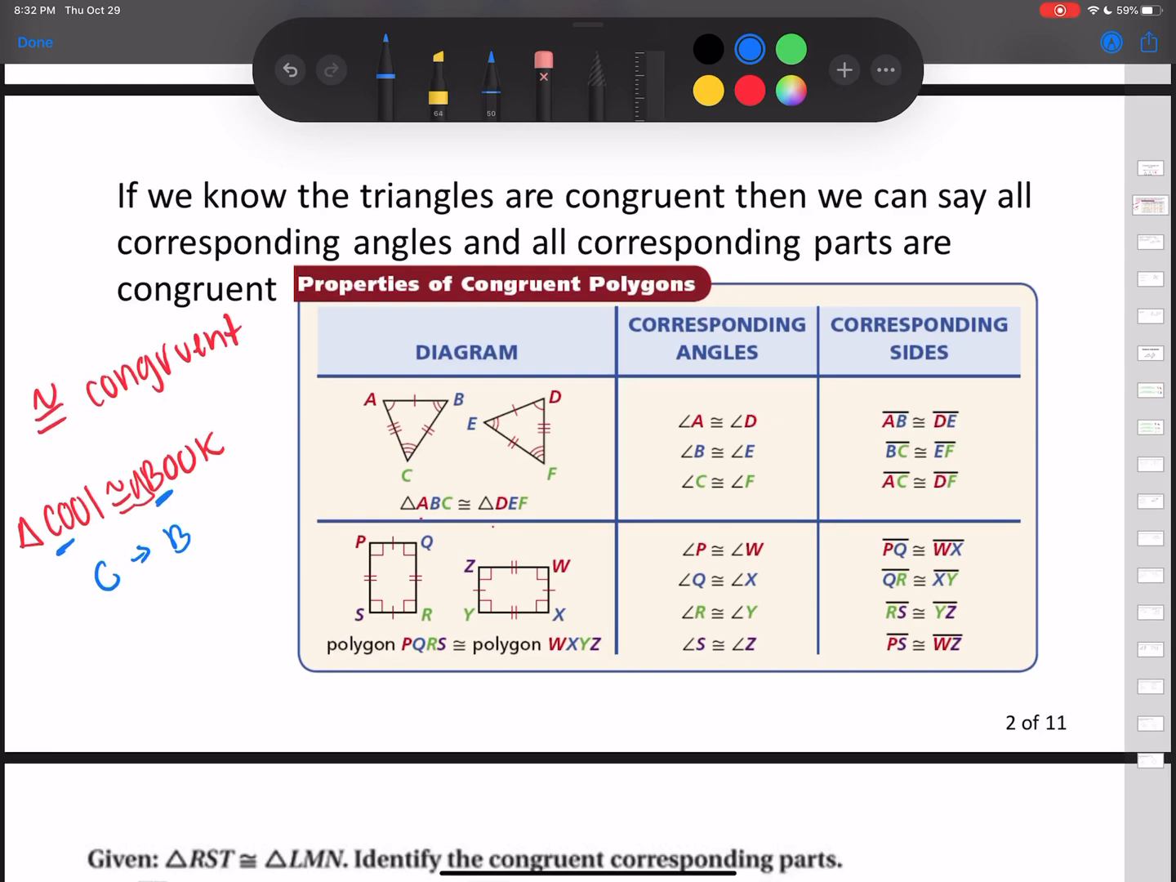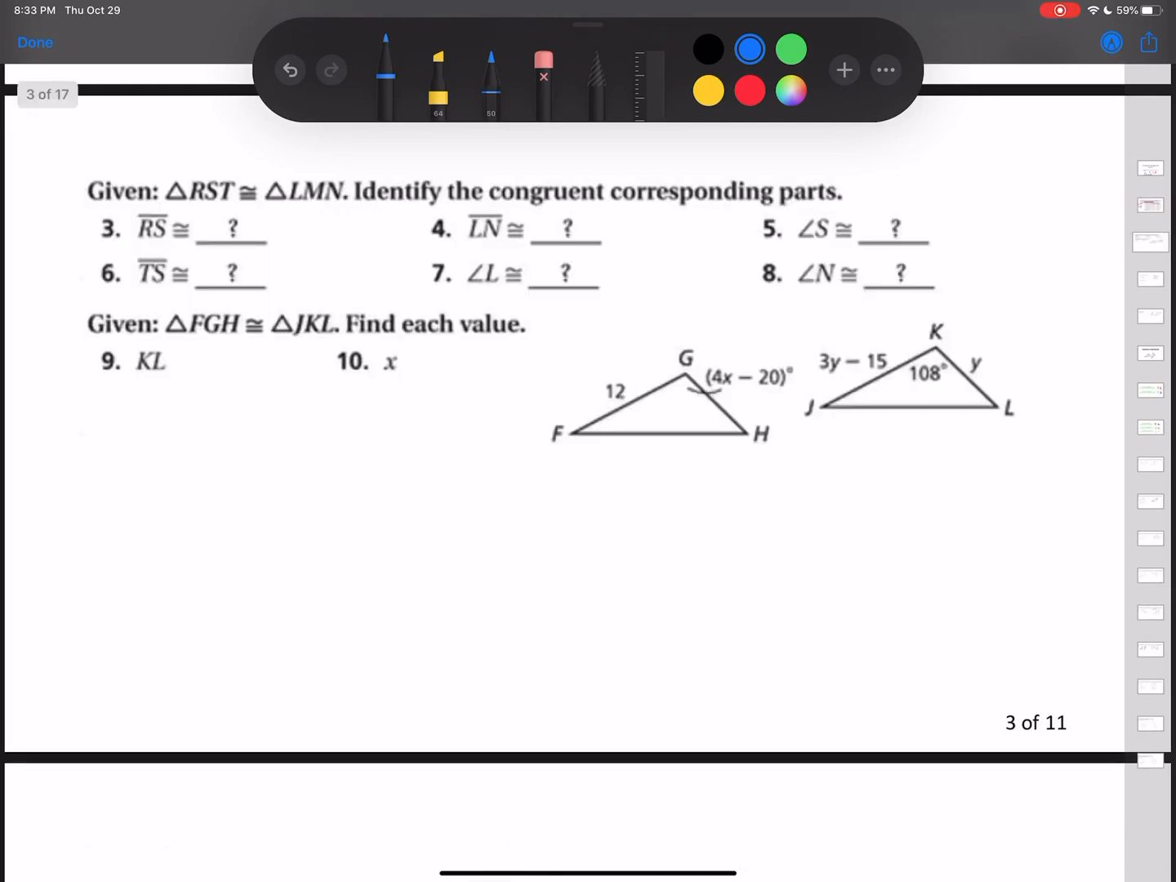Okay, so just kind of look over this diagram just to kind of see the different comparisons and how the blue letters match up with the blue letters, the green with the green, the purple with the purple. So it's all about the positioning of where it's actually talking about in the congruency statement. Okay, so here's an example.